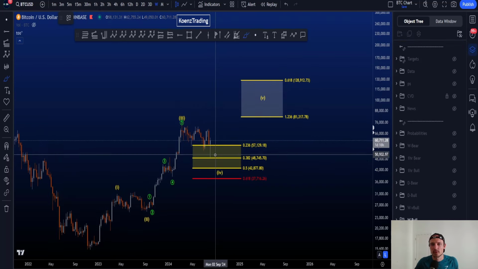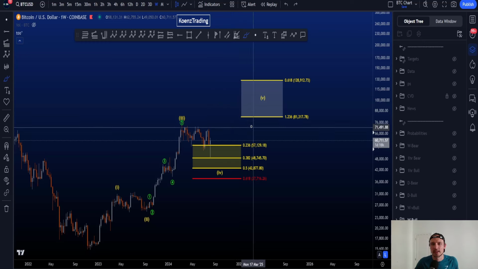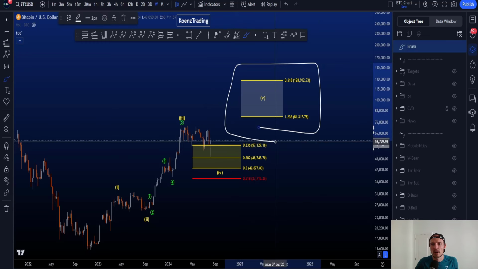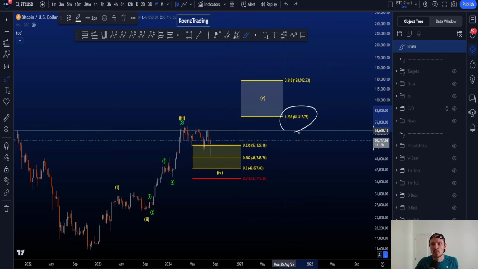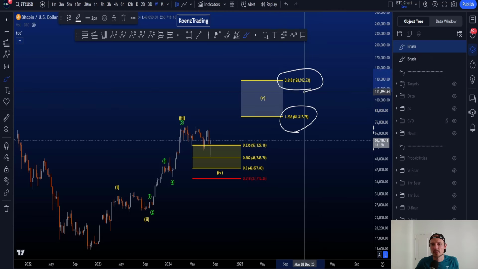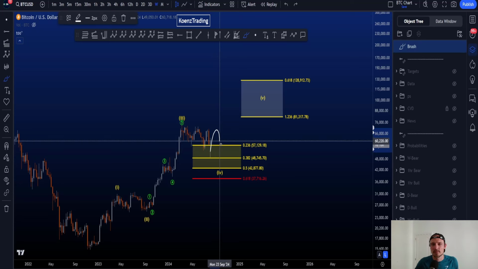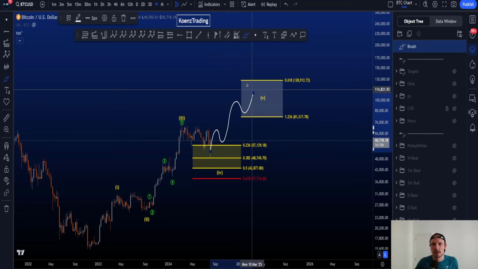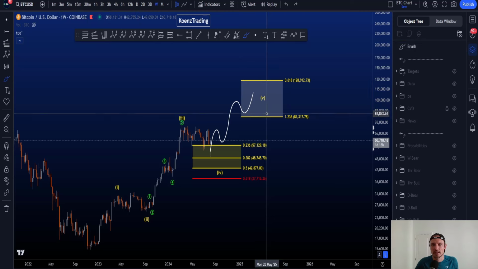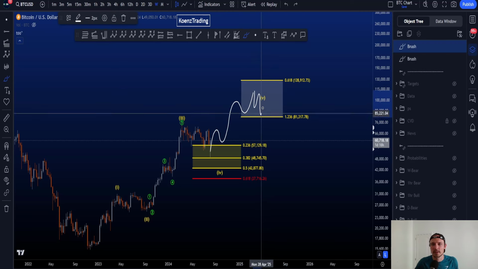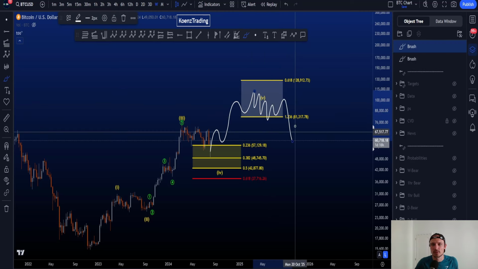Now, based on the current low that we have on the chart here, we can estimate the target for a wave 5, currently sitting between 81.3k and 129k. In this case, we want to see a 5-wave impulsive structure to the upside, finishing in this area here, and then start a bigger range and a retracement to the downside.